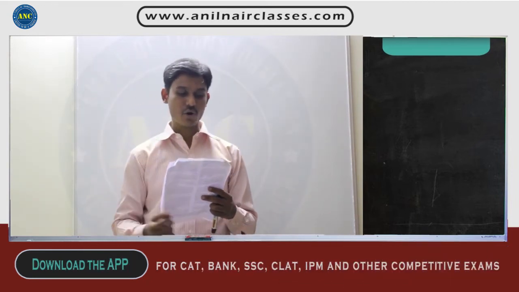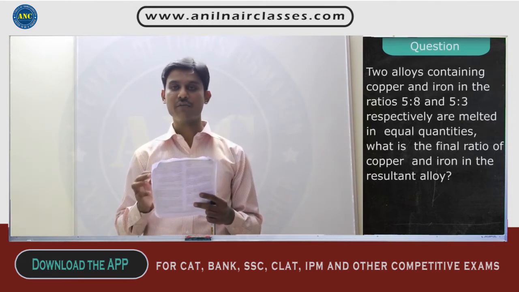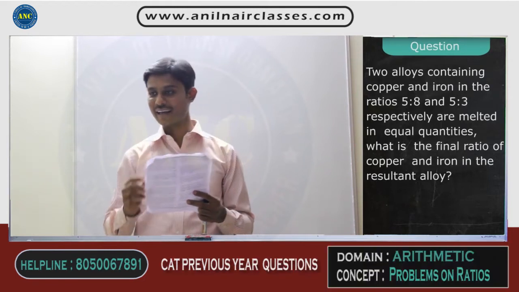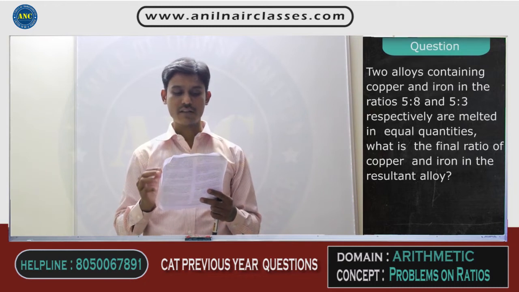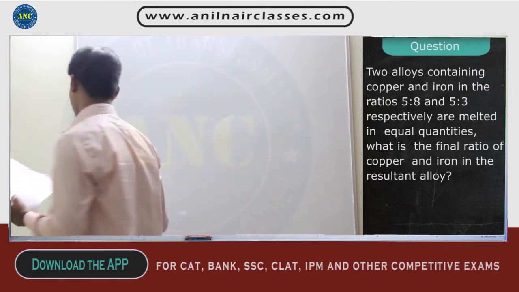Now, the question is two alloys containing copper and iron in the ratio 5:8 and 5:3 are melted in equal quantities. Please underline that word, equal quantities. Right? They are melted in equal quantities. What is the final concept? What is the final ratio of copper and iron in the resultant alloy? Right? What is the final ratio of copper and iron in the resultant alloy?